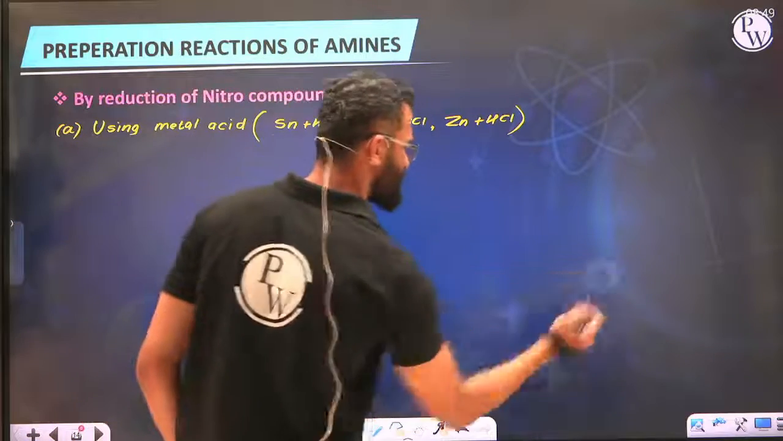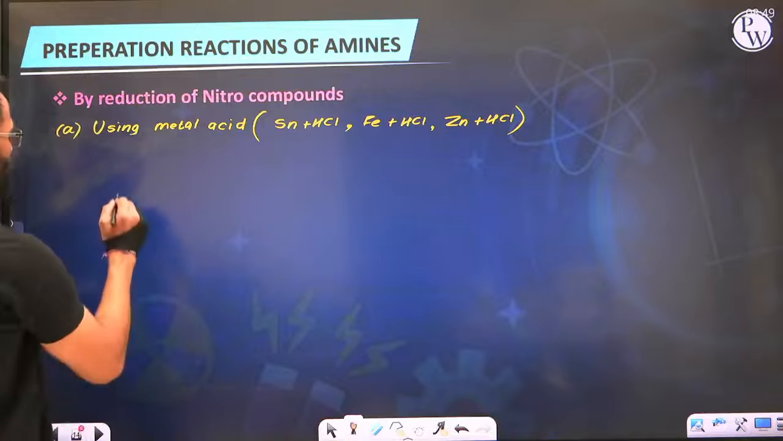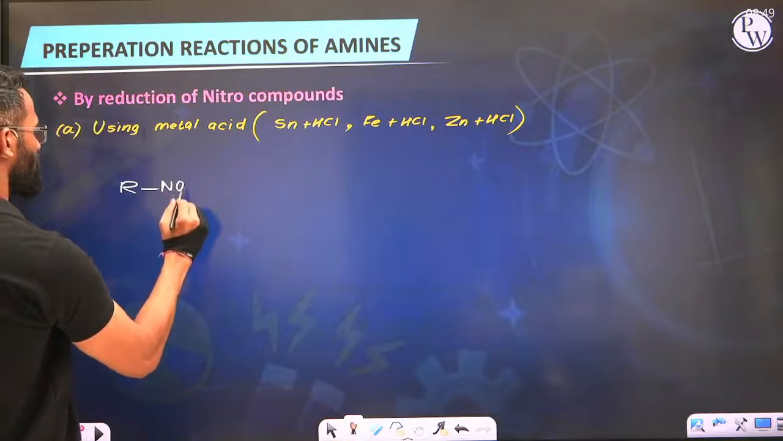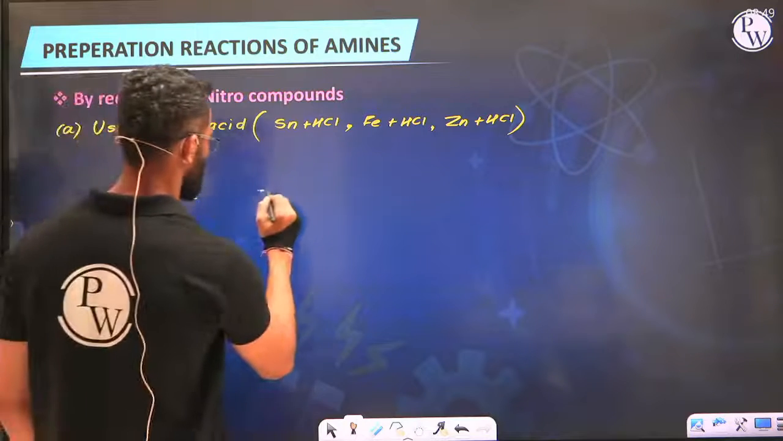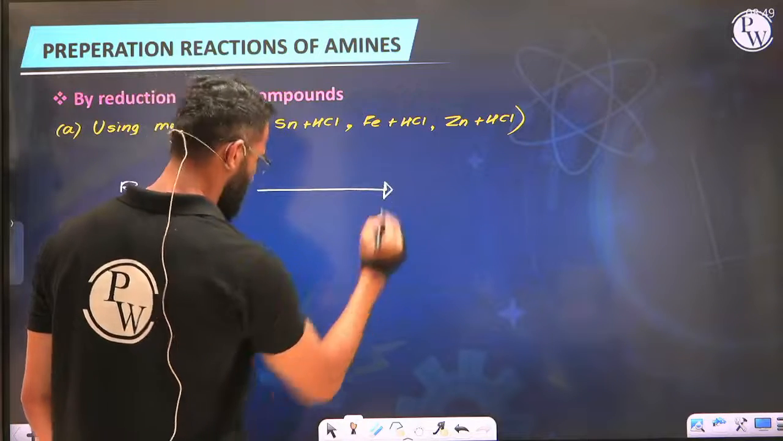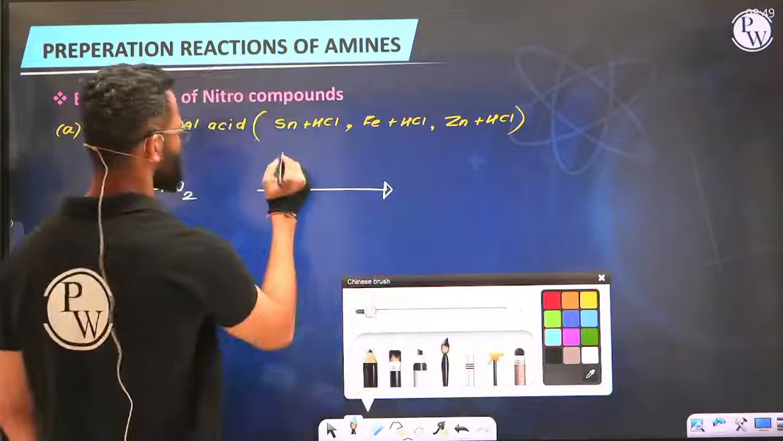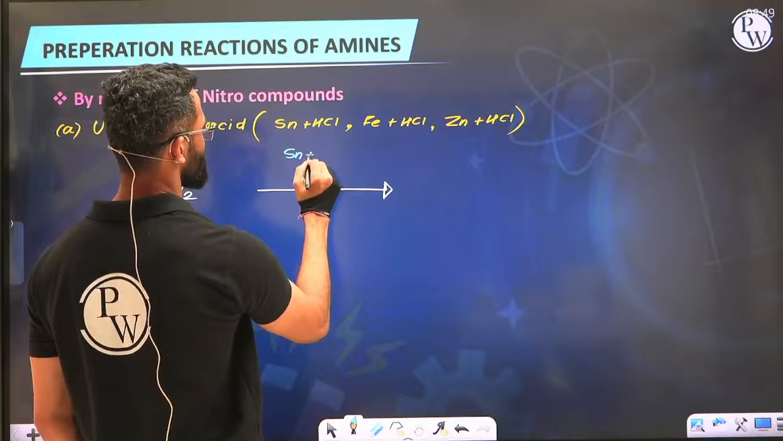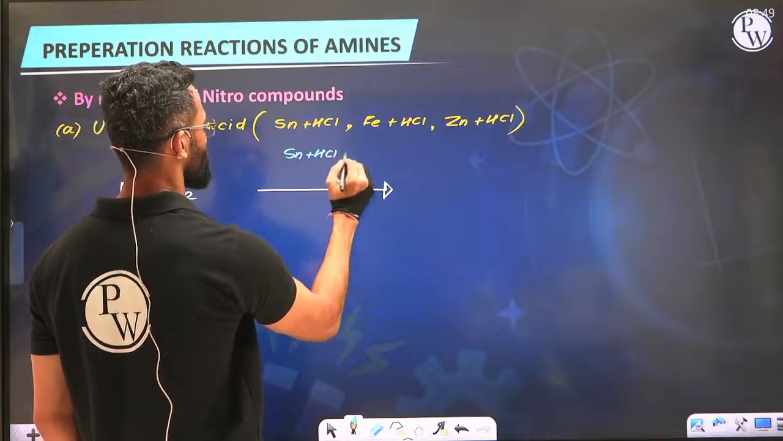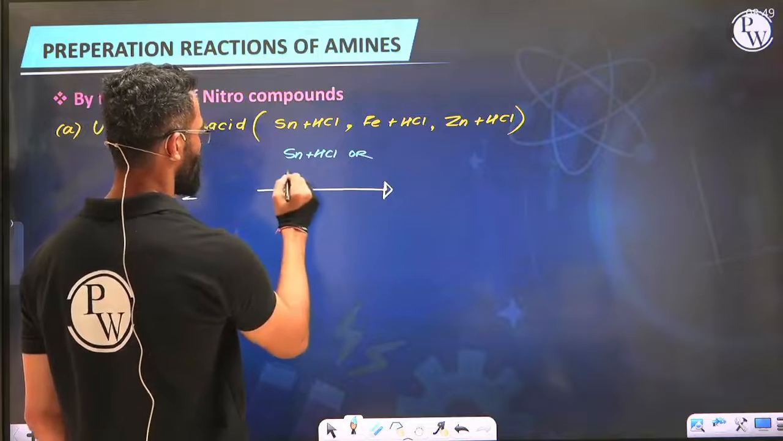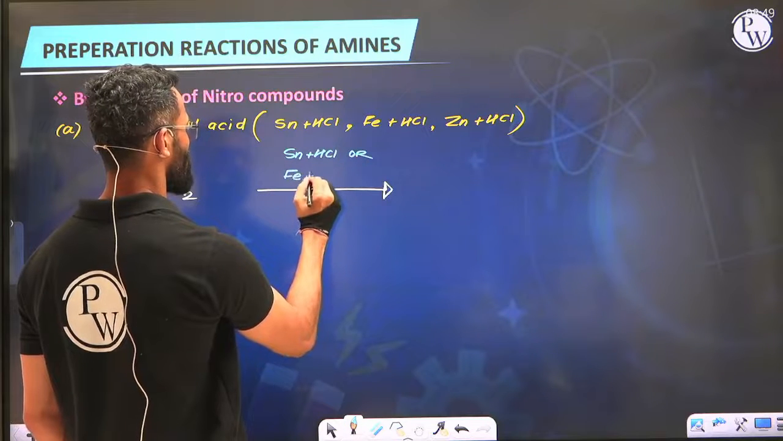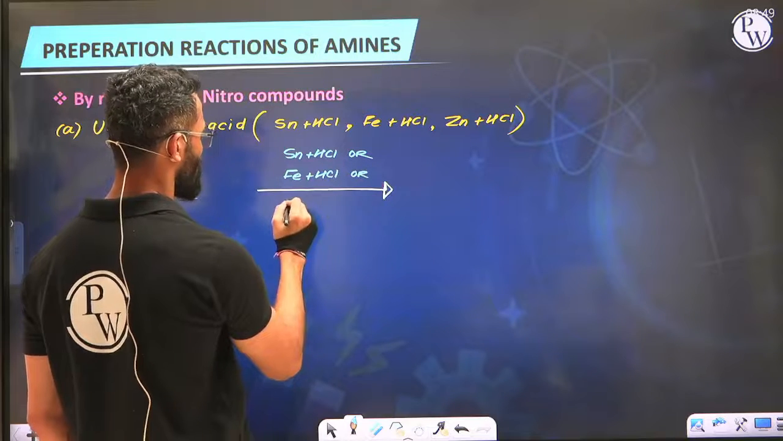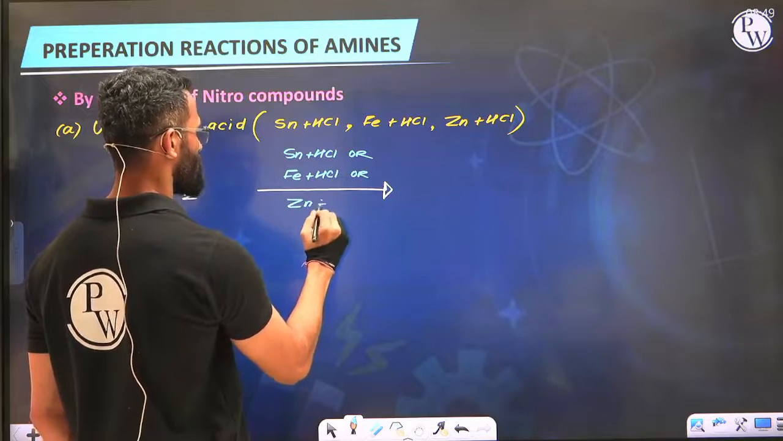So let's say as far as the reaction is concerned, if we have got RNO2, on the arrow, if any of these conditions is mentioned: Sn plus HCl, or Fe plus HCl, or zinc plus HCl.